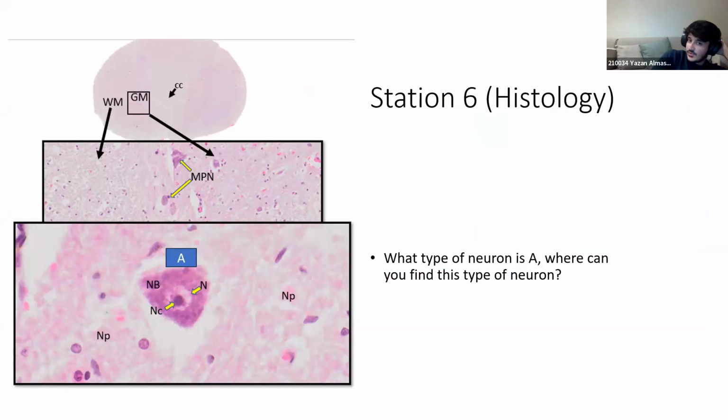So what type of neuron is this and where can you find it? Multipolar, exactly. See, now you're answering. Okay. And where do you find it? It's okay.